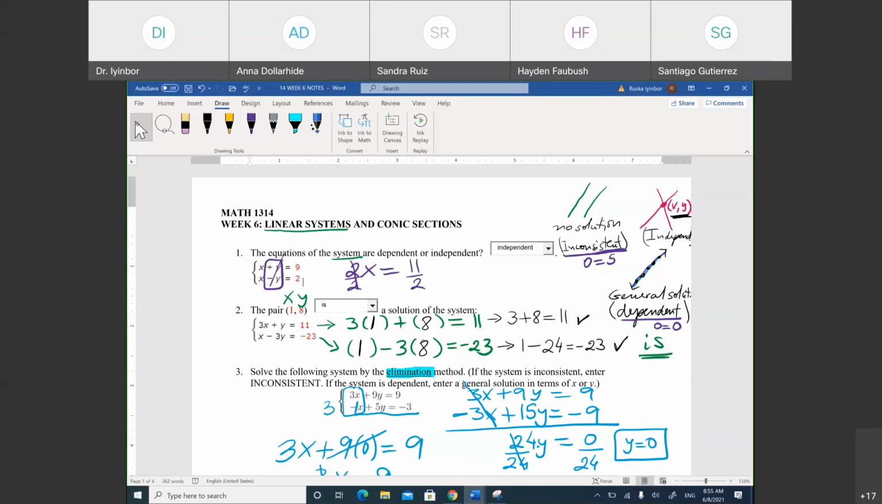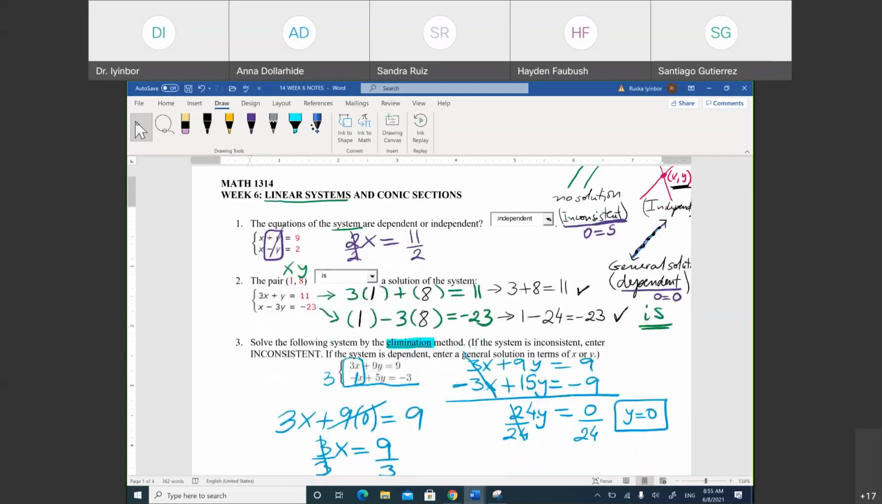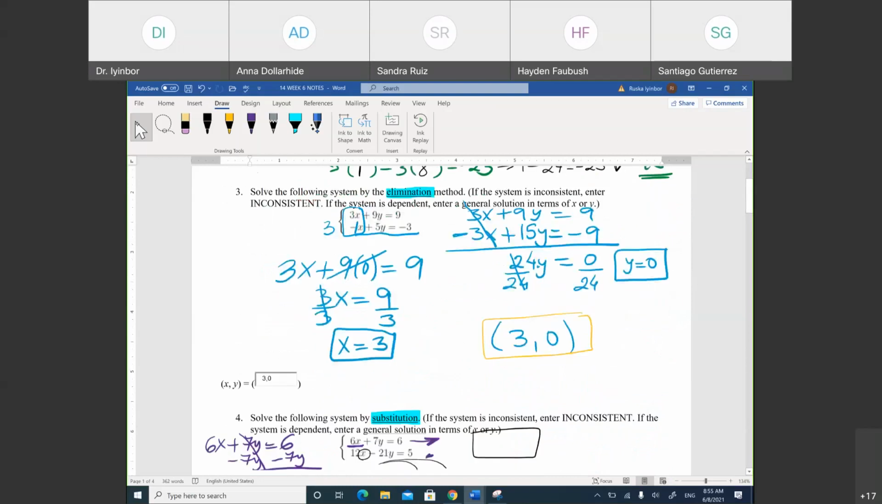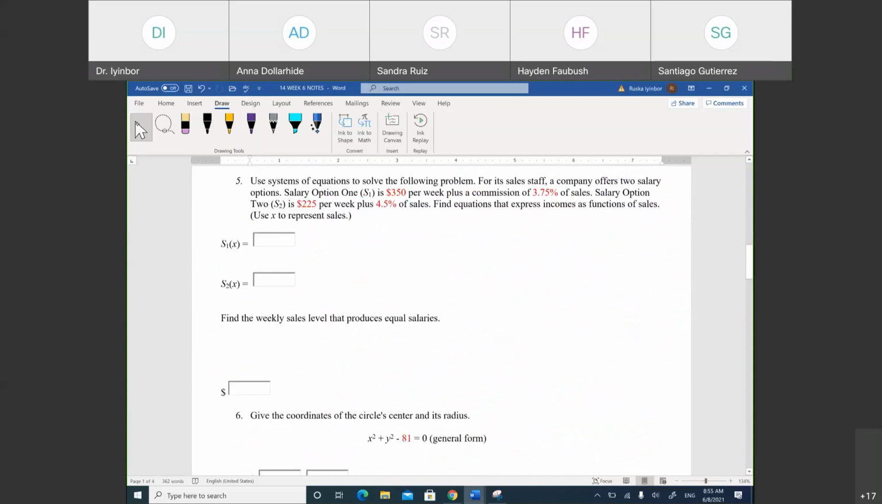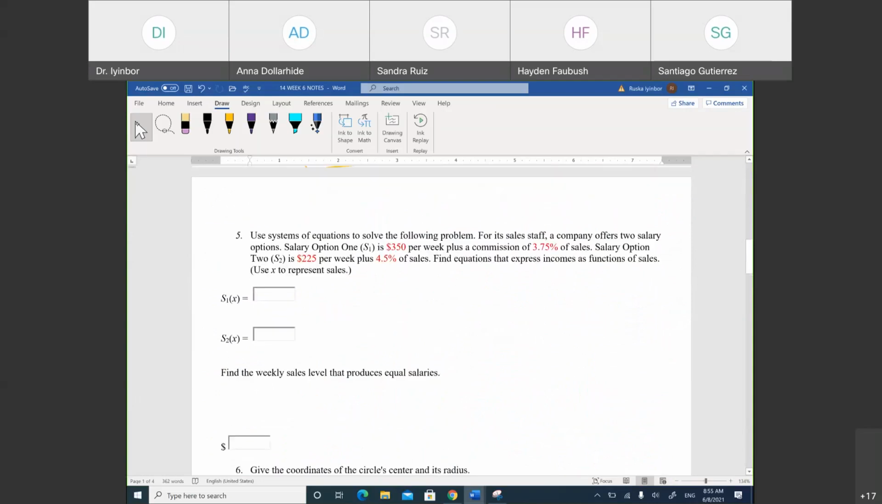Okay, everybody understand that? Any questions? So this is how you solve the system with the substitution and elimination method, and we're going to do one more system of equations, one more application problem, and then we're going to take a break. So number 5, we're going to solve this word problem application with a system of equations.